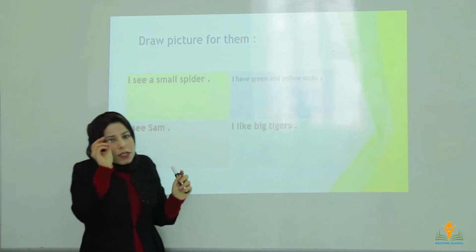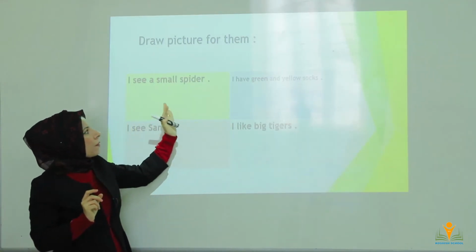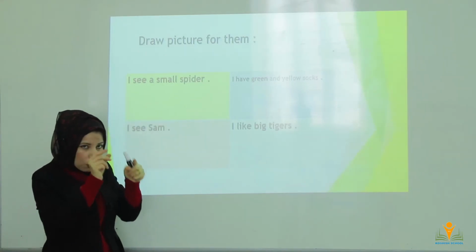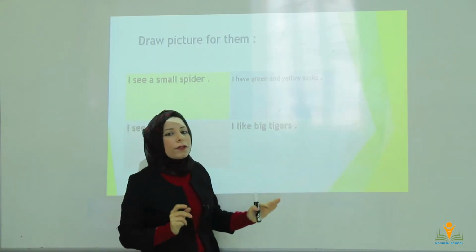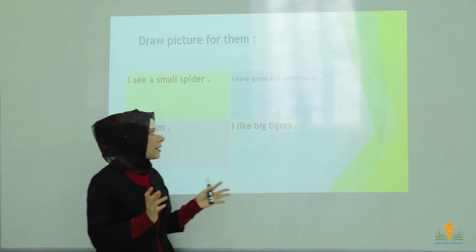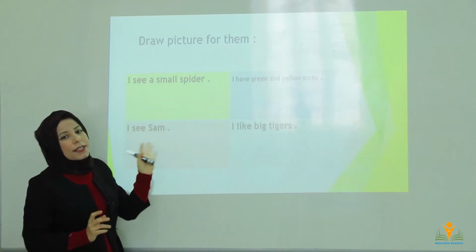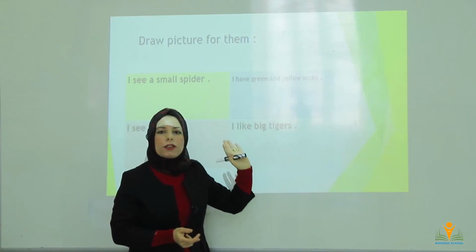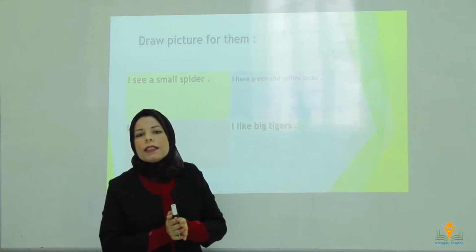I see a small spider. You will draw yourself seeing the small spider. I have green and yellow socks. As I said, how are you gonna draw it? I see Sam. I like big tigers. This is the end, guys.